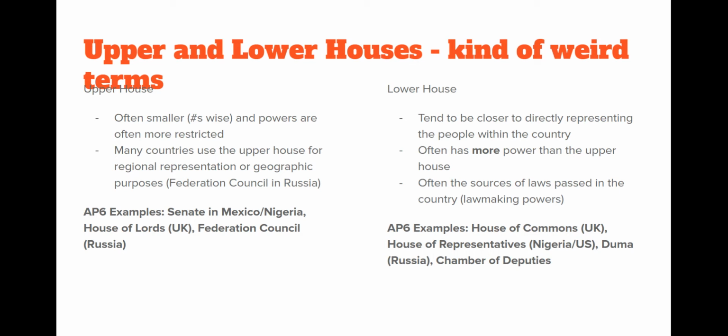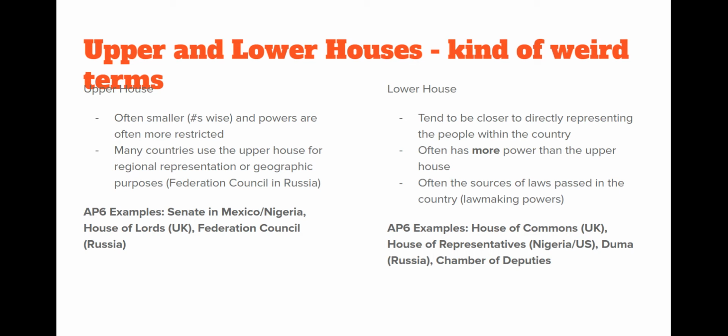So an instance, a kind of extreme example of this, not necessarily the numbers-wise, but the powers being more restricted, would be the House of Lords, which essentially doesn't do much of anything from a policy-making perspective, although is extremely large. Other countries use the upper house for regional representation or geographic purposes, or for a different purpose altogether. So the Federation Council, because Russia is so geographically distinct and involves so many different types of political organizations at the subnational level, oftentimes the Federation Council will be involved in doing many of the settling of disputes or things like that.